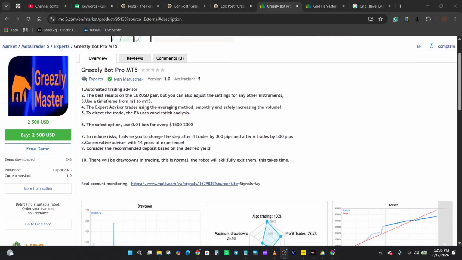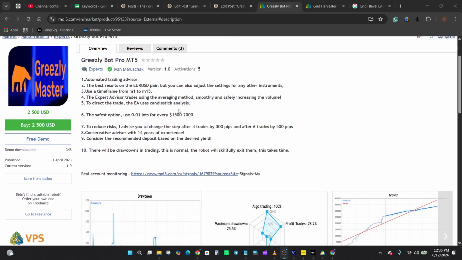Now let us head over to the information we have here on the MQL5 Marketplace page and see what the expert advisor has to offer. Right away, we can see that the Greezly Bot Pro EA is available for both MT4 and MT5. This is actually the MT5 version, but if you need the MT4 version, you can just do a quick search for that if you're using the MetaTrader 4 platform. The price of the EA is 2,500 US dollars, and the current version shown here is version 1. That's for the MT5 version. There is no update here, but it has 5 activations.